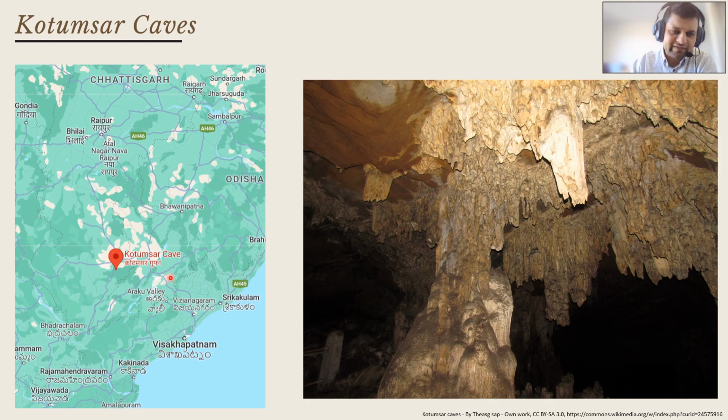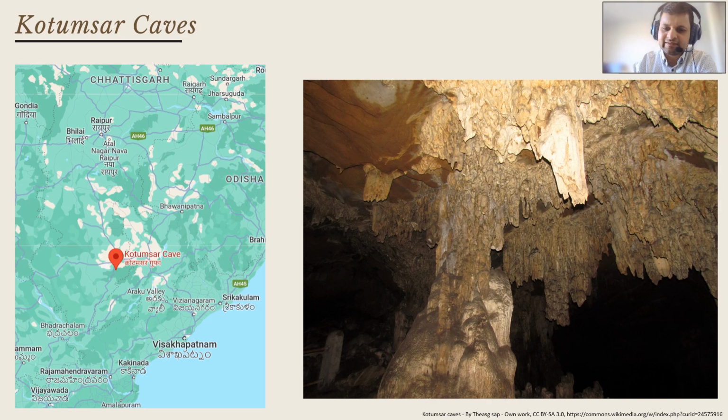Araku Valley is a very beautiful place. It's well known for coffee forests. There's a fantastic railway line which passes through the mountains. And Araku Valley has natural caves. I visited these caves around 2011, and they are very similar to the Dandaka caves. But this study was conducted around the Kotumsar cave region, particularly around the Dandak cave area.